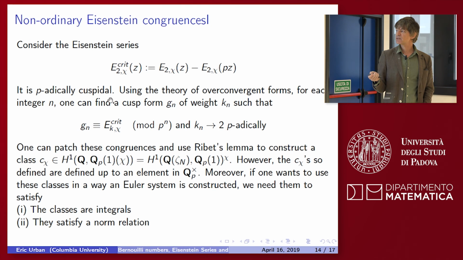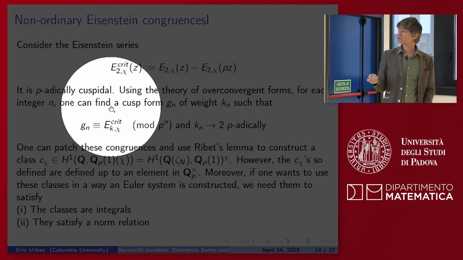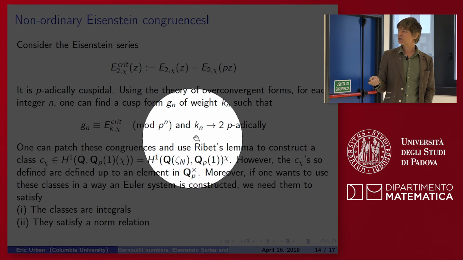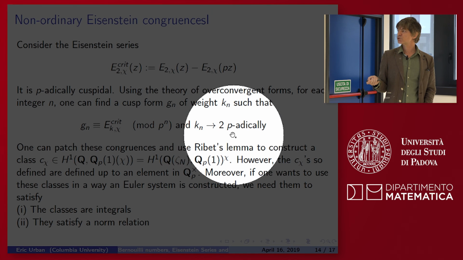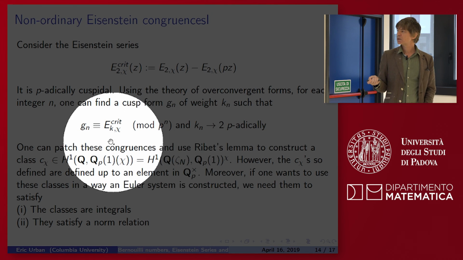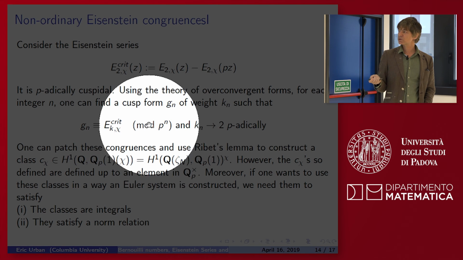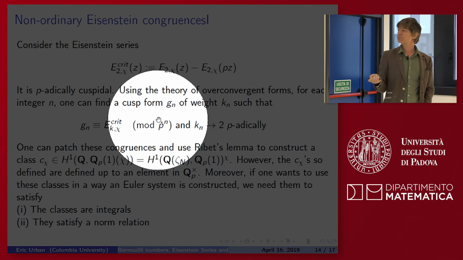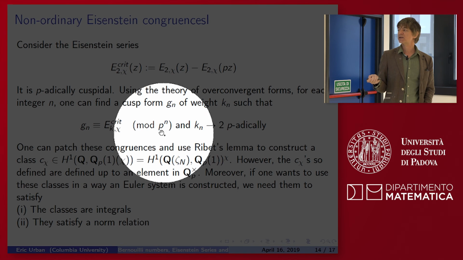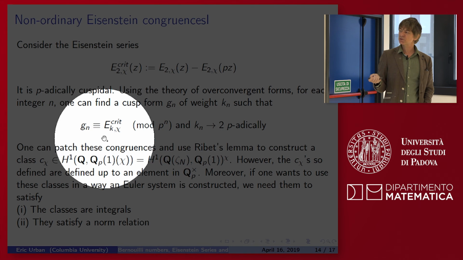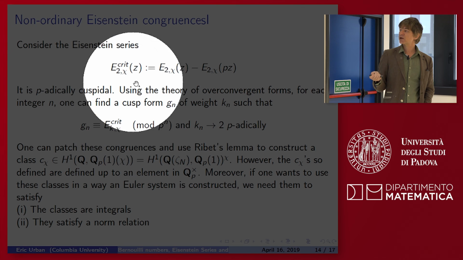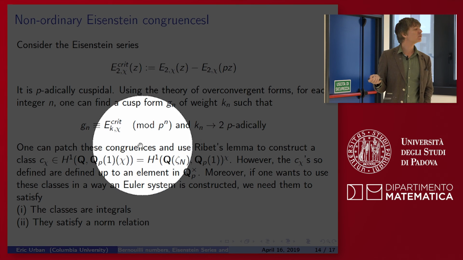And basically, it means that for any integer n, you can find a cusp form Gn of weight Kn, so that Gn is congruent to this Eisenstein series here, modulo p^n, and where Kn converges to 2 p-adically. Okay, so you have these congruences, and n is not fixed. You can find such congruences for any n. And once you have these congruences, moreover, you can actually assume that Gn is an eigenform here.